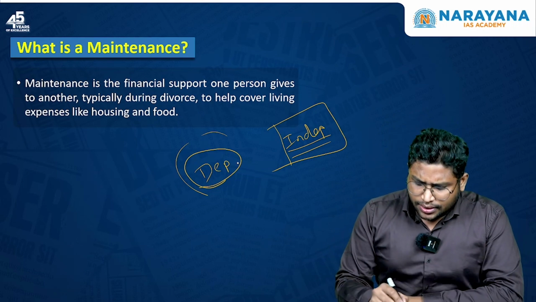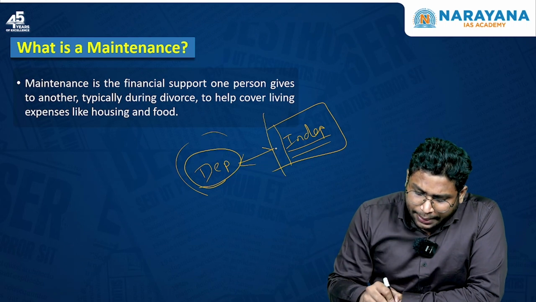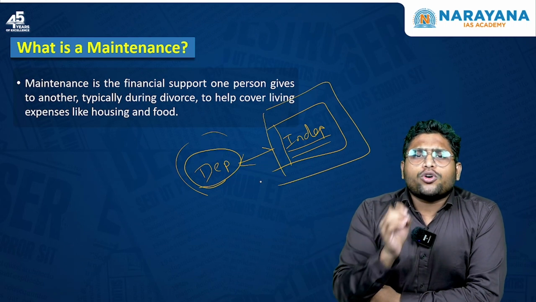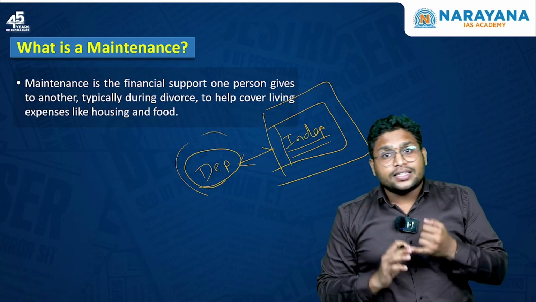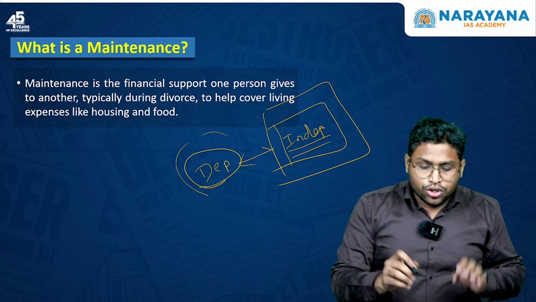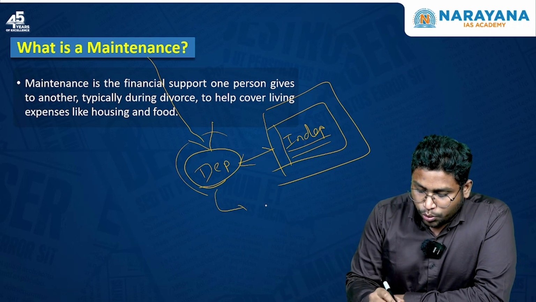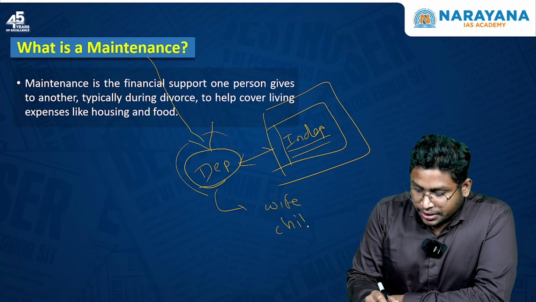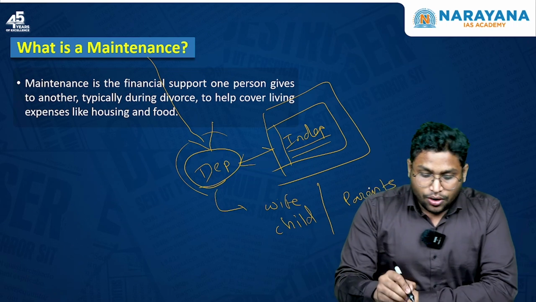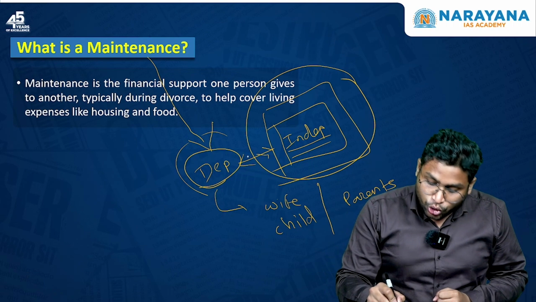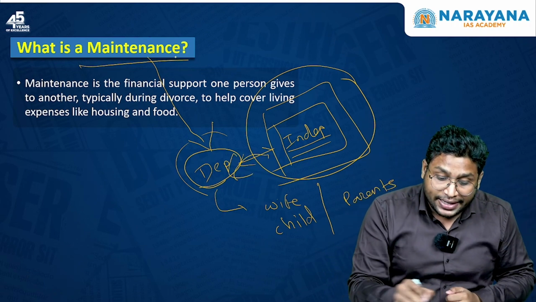Now, in case there is a divorce among these two individuals, after the divorce, this independent person may say, I'll not pay for your food, I'll not pay for any kind of expense. In that case, we are saying there should be some security or some insurance provided to these dependent individuals. These dependent individuals could be the wife of that person, could be children, or maybe his or her parents. In that case, whatever amount this independent person should pay to these dependent persons even after divorce is called the maintenance amount.